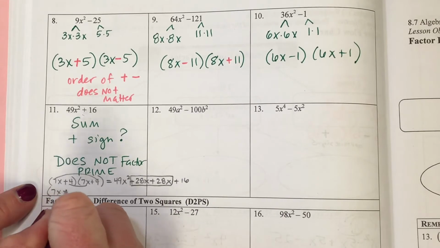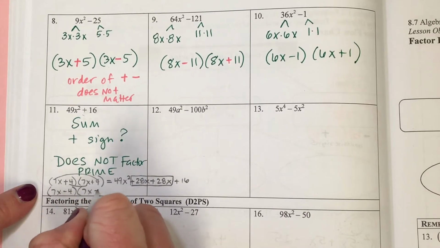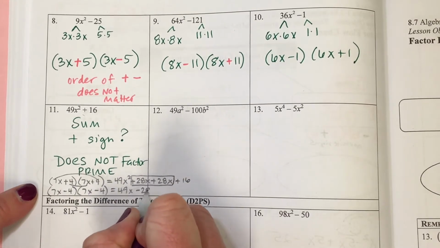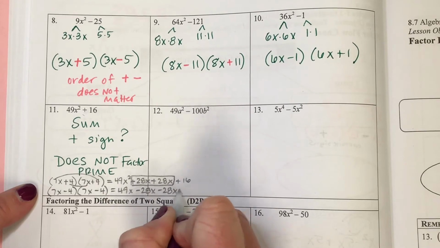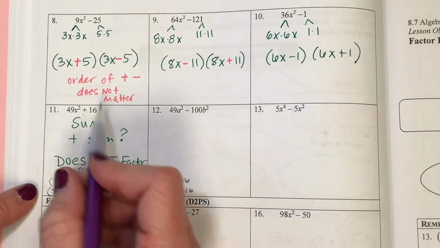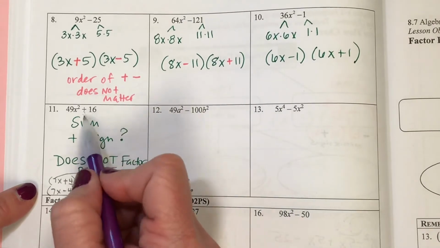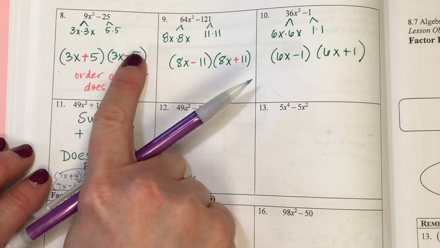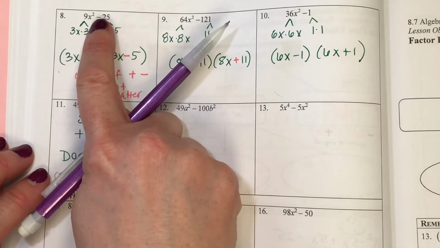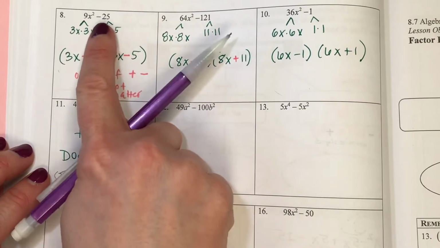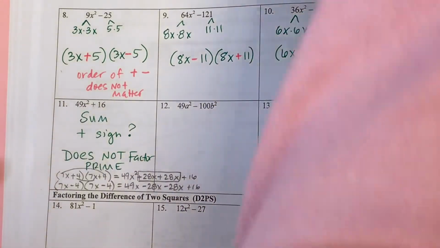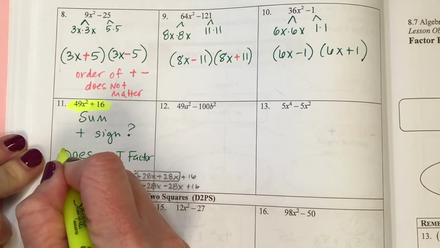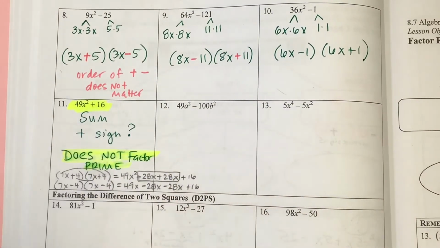Or even if I made them both negative, that would be 49x squared minus 28x minus 28x and plus 16. Notice how I don't have a negative 56x in the middle. That doesn't work. And for me to use a plus and a minus like we had done here, you will get a subtract sign in the middle because a positive times a negative makes a subtract. And so the sum, this is one that I think throws many students off. The sum, when there's a plus sign, does not factor. So that's super important to know.